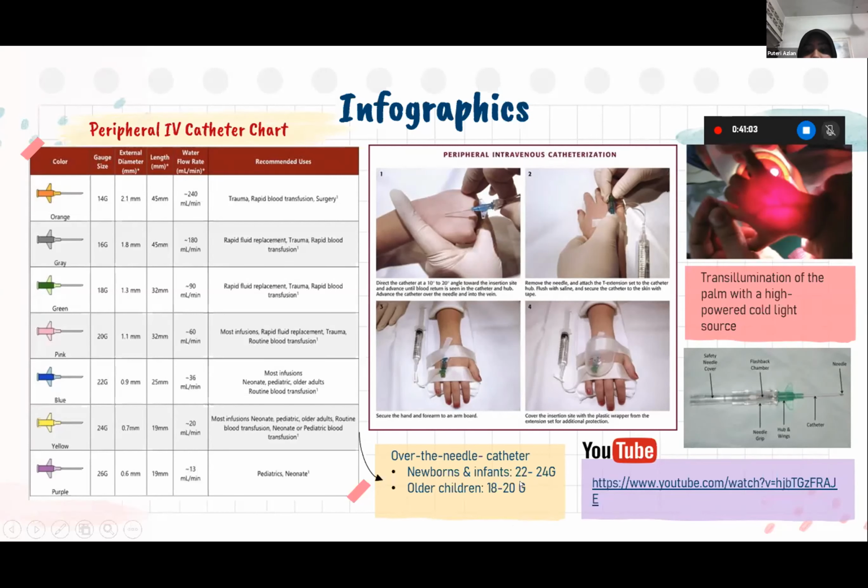For newborns and infants, we use a 22 to 24 gauge. But for older children, we use a bigger diameter, 18 to 20 gauge. If you can't see the vein for babies, we can use transillumination of the palm with a high-powered cold light source. We can actually see the vein easily now because the baby's hands are very chubby.